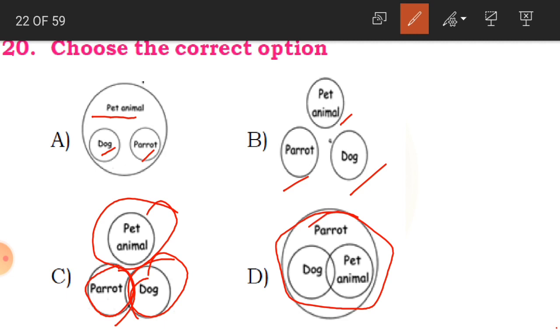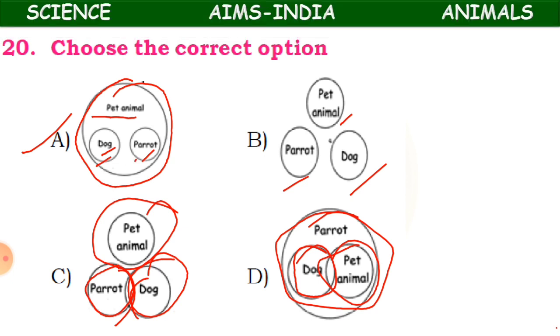Here, in parrot, the big circle is stating the parrot, and we are trying to say that dog and pet animal belong to parrot. Is it true, children? No. So which one is the correct option now? A1, where we are trying to say that under pet animal we have dog and parrot. Is it clear? Yes.